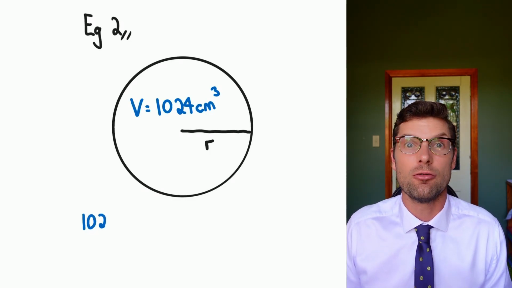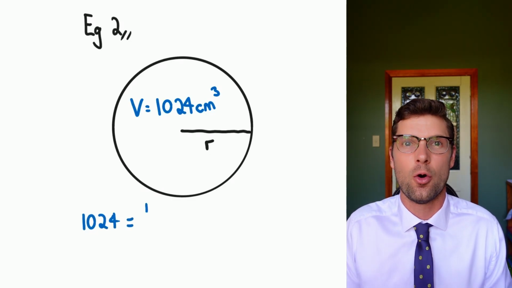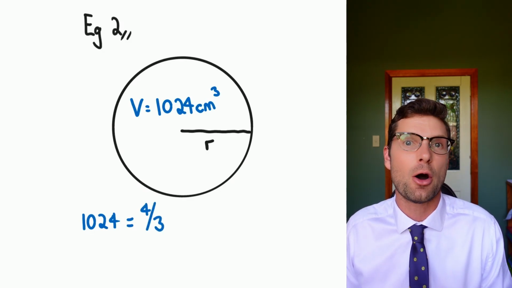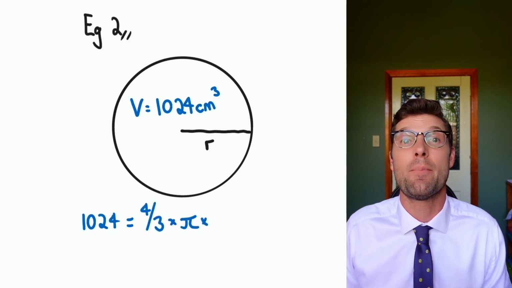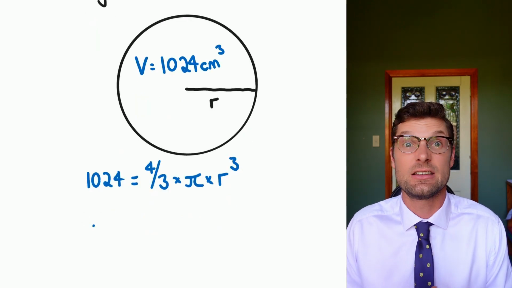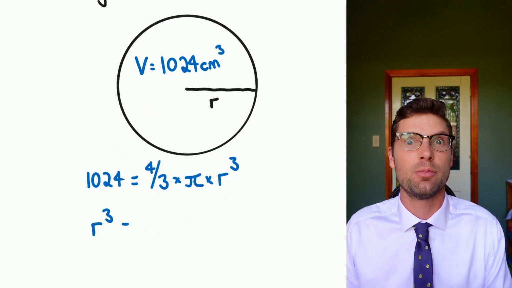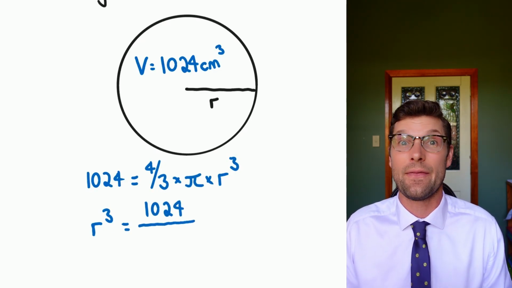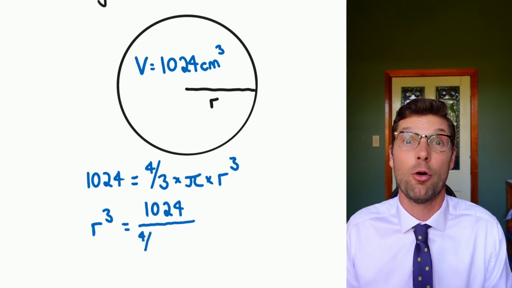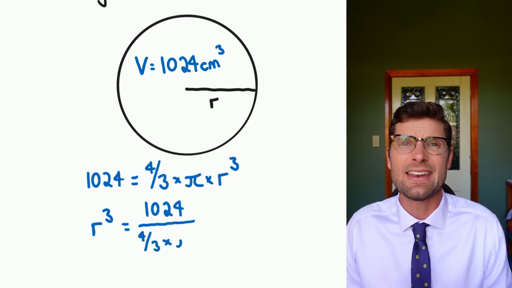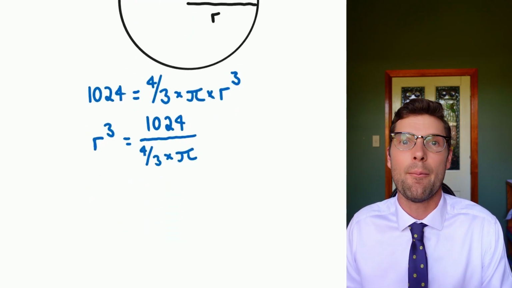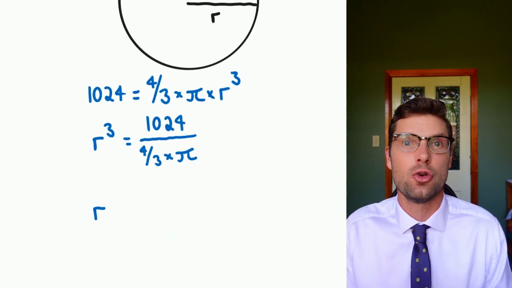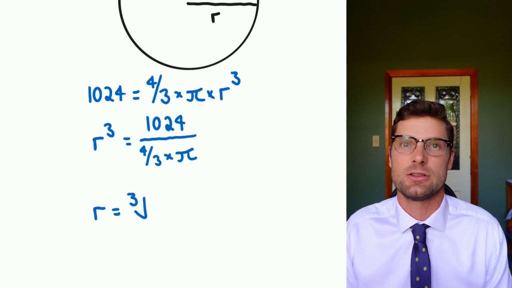So for this, all you've got to write is that 1,024 is equal to 4 over 3 multiplied by pi multiplied by r cubed. So that means I can divide off the 4 over 3 multiplied by pi to get r cubed by itself. So r cubed is equal to 1024 divided by 4 over 3 times pi. Throw that into your calculator and then we've got to find r by itself. All you've got to do is use the cube root of the answer that you got just before.